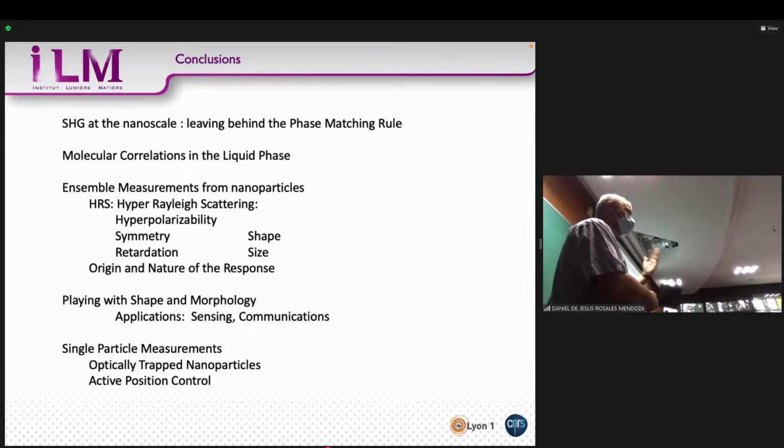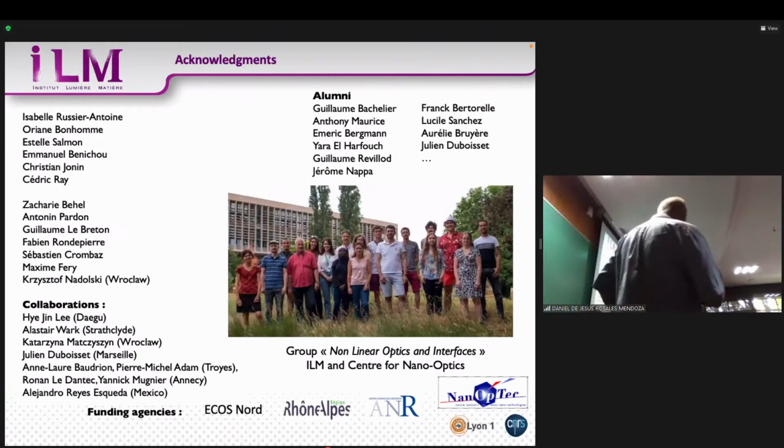Therefore, we can do some kind of tailoring, customizing the response. We can play with this, and with a single particle, we now have active position control. It's not a simple system to write 0 and 1, but still maybe we'll find a nice application to this.